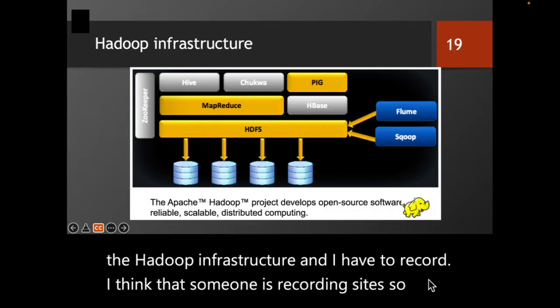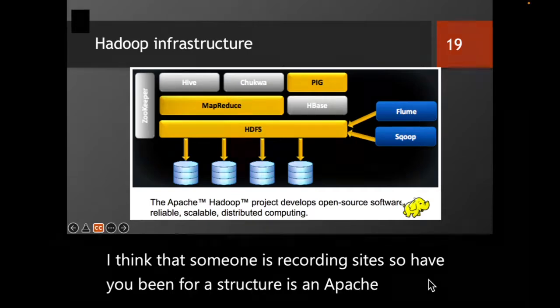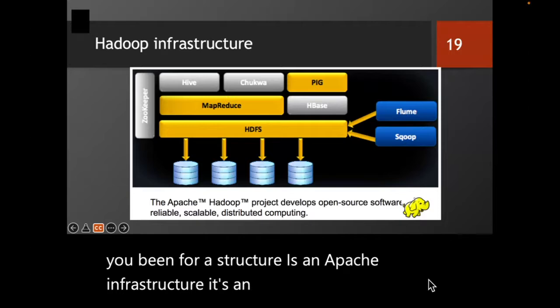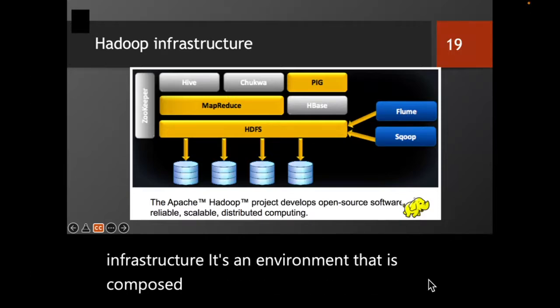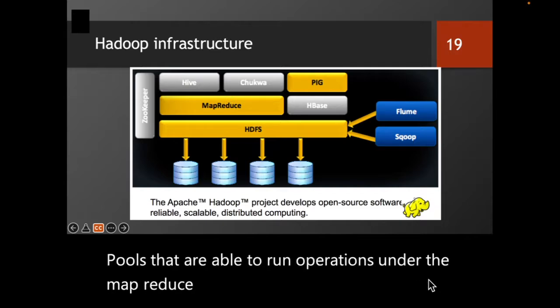The Hadoop infrastructure is an Apache infrastructure. It's an environment that is composed of several tools that are able to run operations under the MapReduce model on clusters, okay, in a parallel manner.